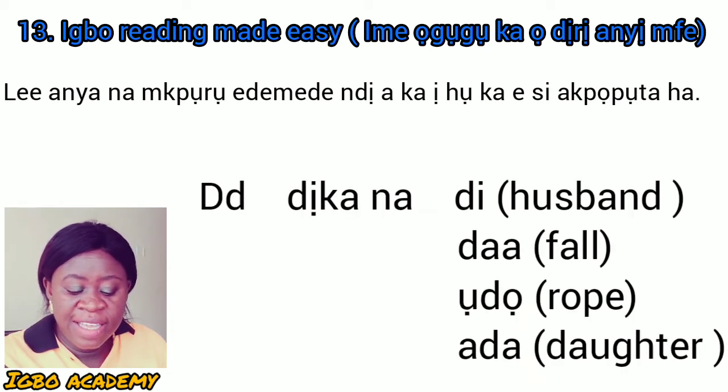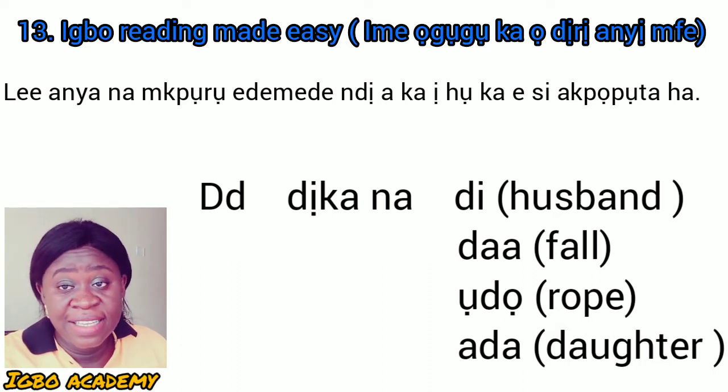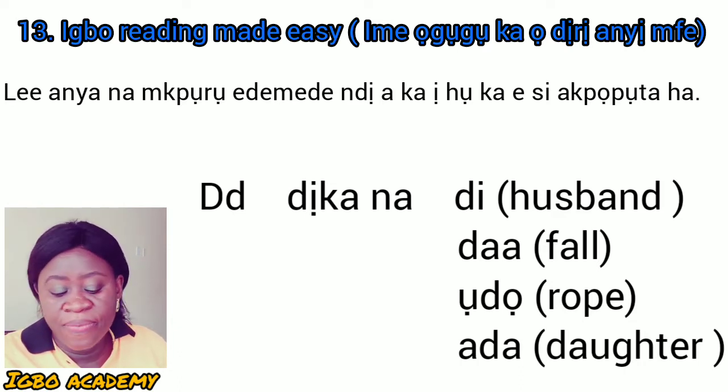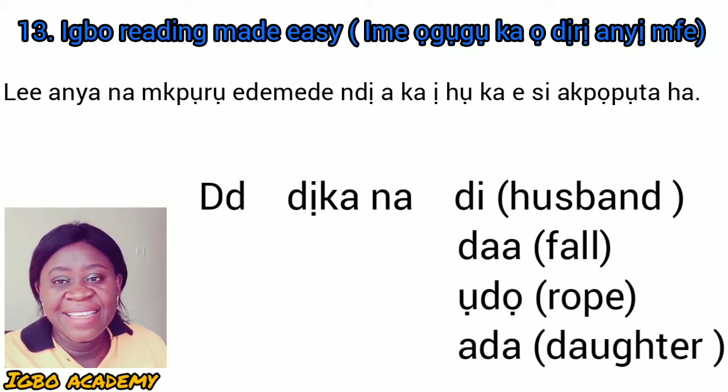Then we go over to D. D, dịka na Di. Di is husband. Da, for. Ada, daughter. Di is husband. Da is for. And Ada is daughter.